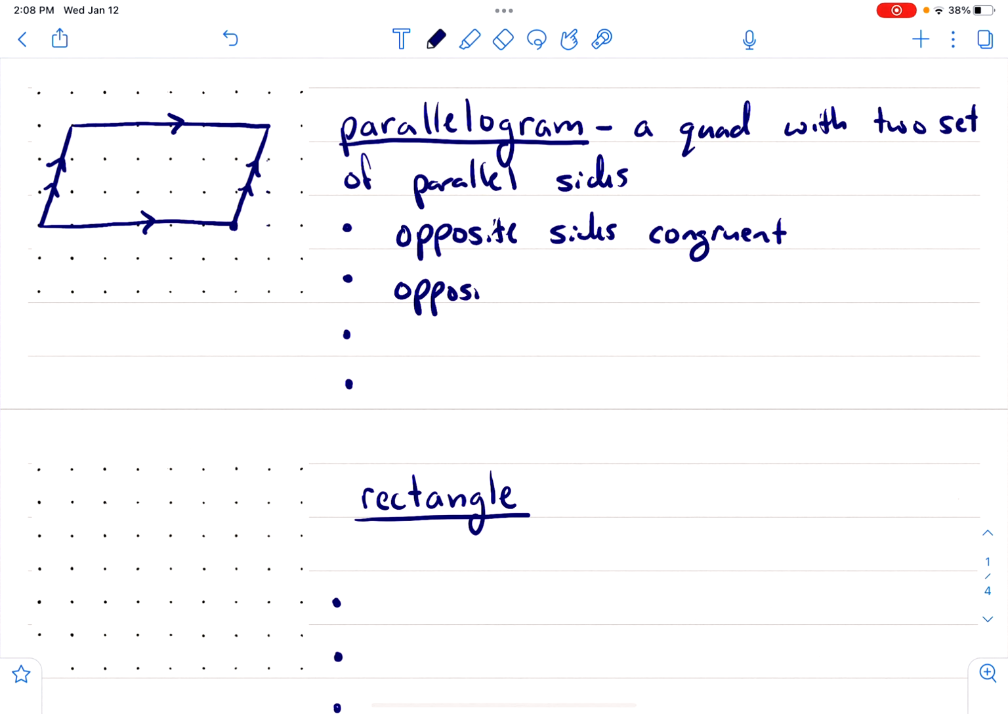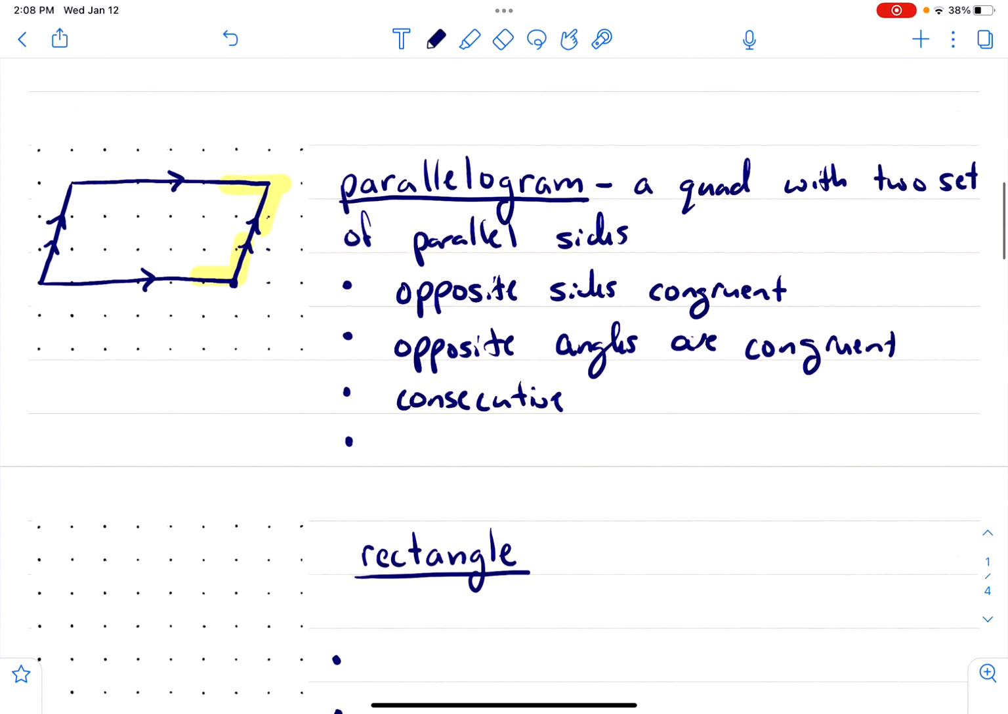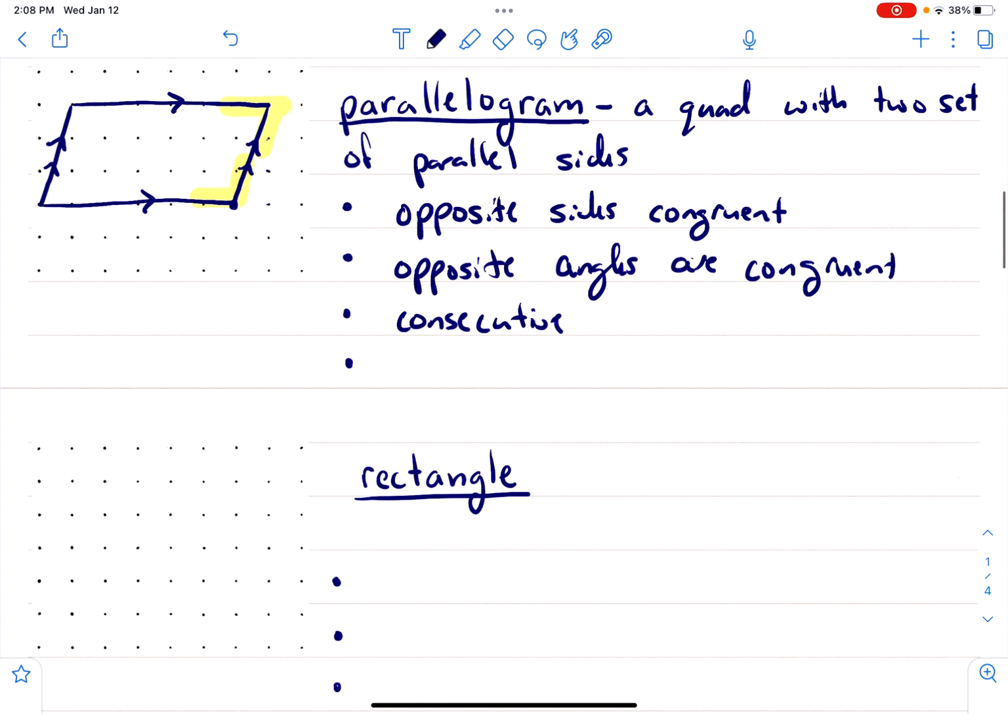Opposite angles are congruent. Consecutive angles? What's special about the consecutive angles? Consecutive angles, which would be like this one and then this one. Those are angles one after the other. Consecutive angles are always supplementary.